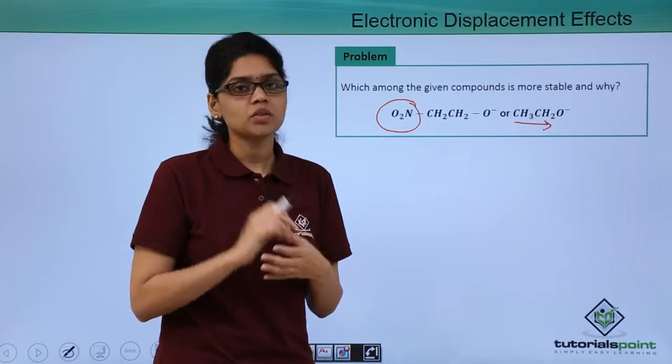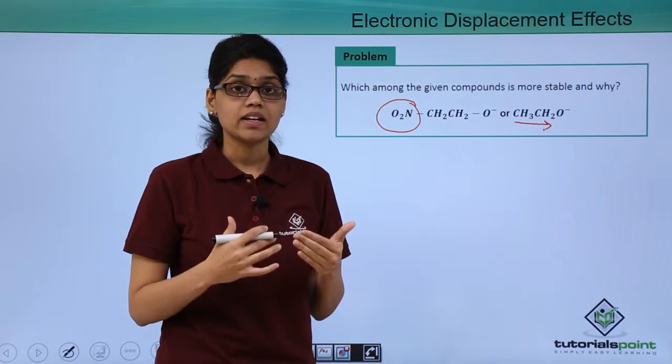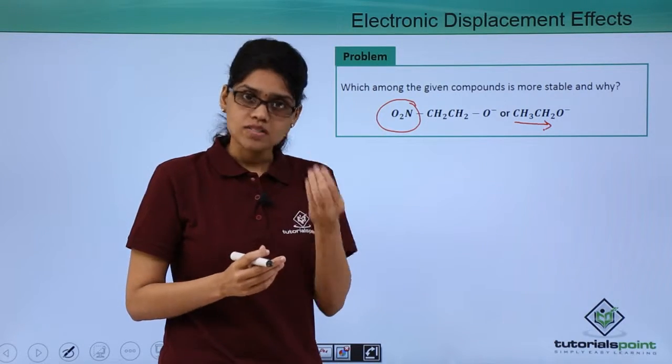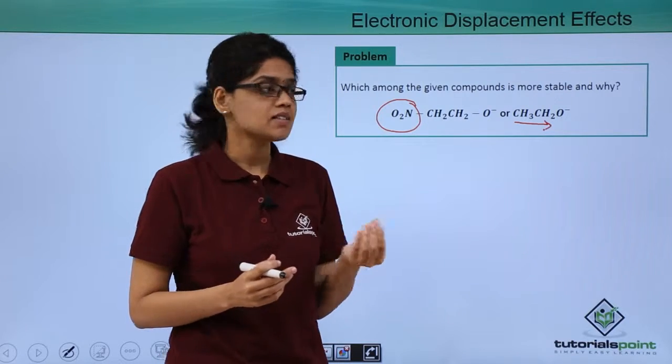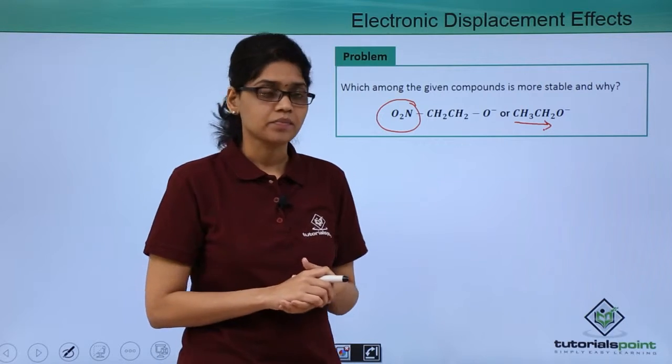And again another thing to notice here is that negative charge on oxygen makes it highly reactive or highly unstable, because as we had discussed in case of carbanions, oxygen atom also has very small size and it is very difficult to accommodate this particular negative charge on oxygen atom.